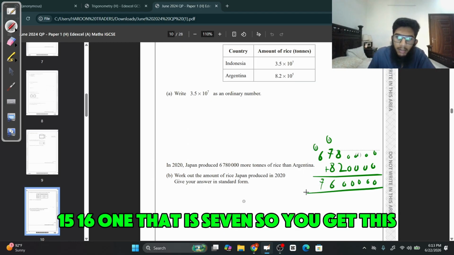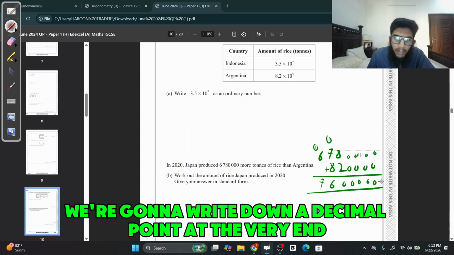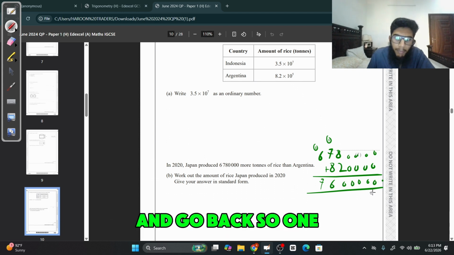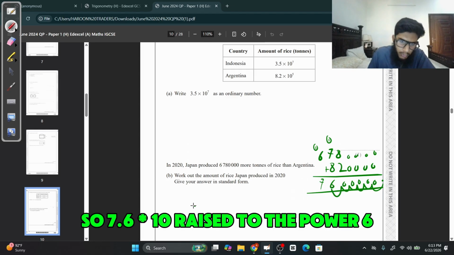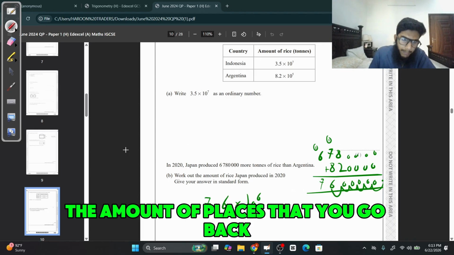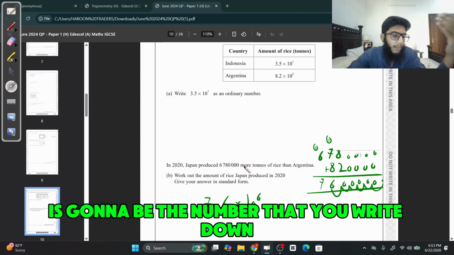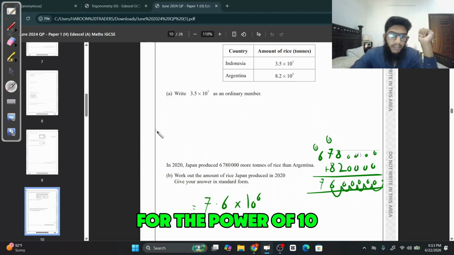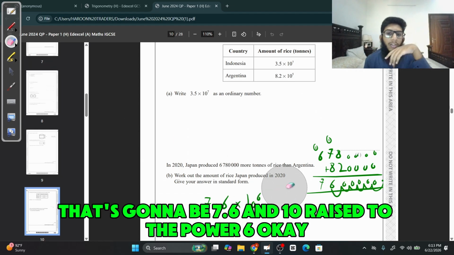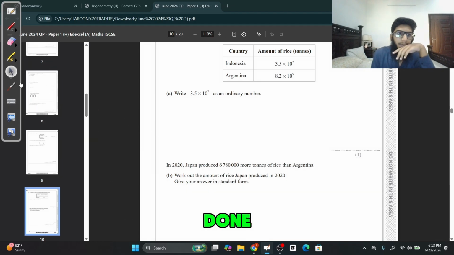So you get this. Now if you want to make it to standard form, we're going to write down a decimal point at the very end and go back. So 1, 2, 3, 4, 5, 6. So 7.6 times 10 raised to the power 6. The number of places that you go back is the number you write down for the power of 10. That's going to be 7.6 times 10 raised to the power 6. Okay, done.